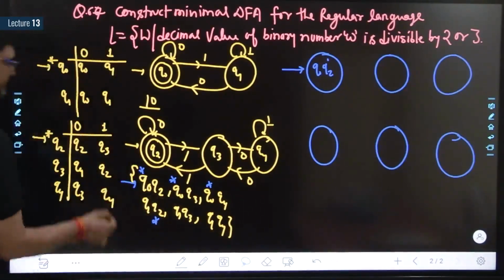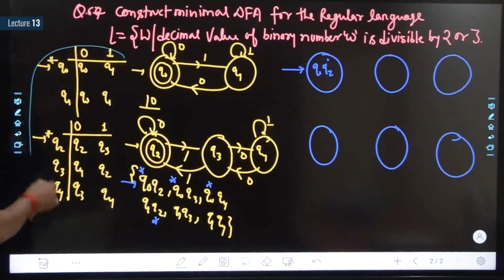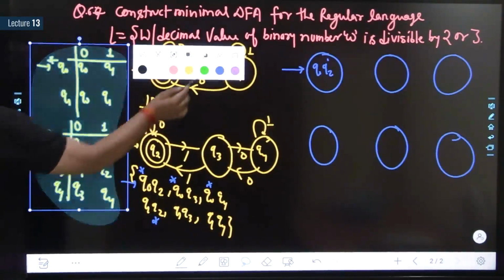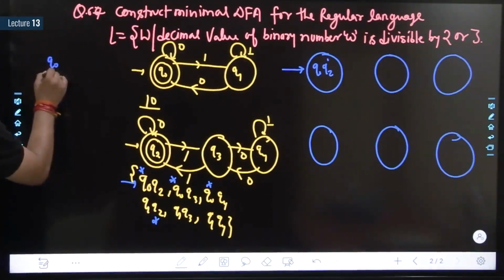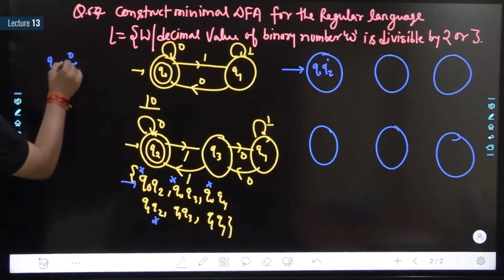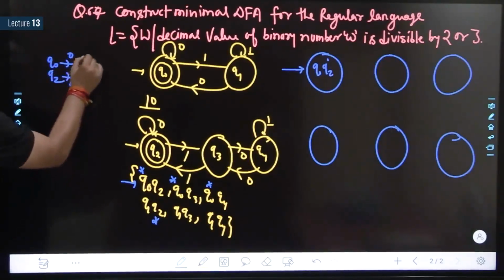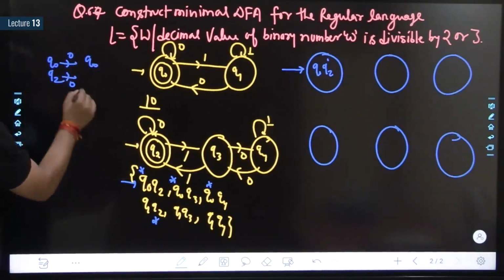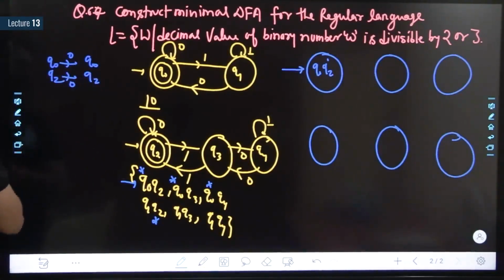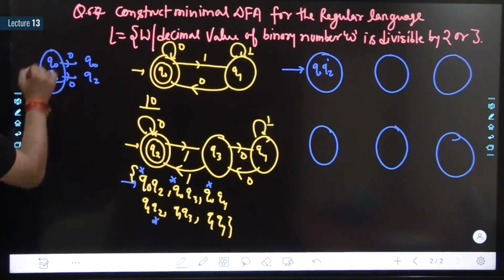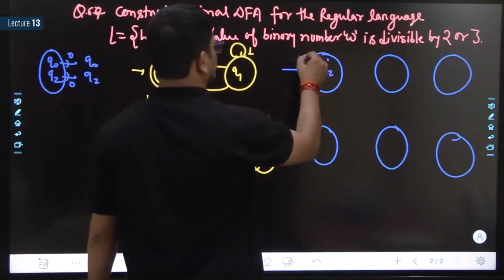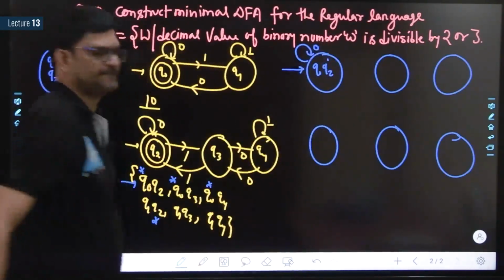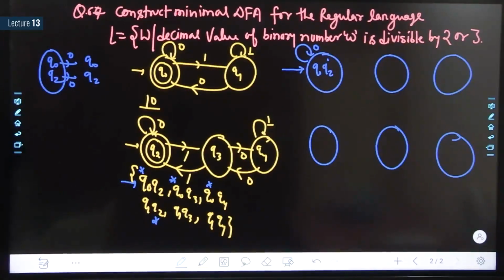Shall I remove this? First, Q0Q2 on 0: Q0 on 0 is Q0, Q2 on 0 is Q2. So Q0Q2 on 0 is Q0Q2, a self loop. Clear? Now find for 1.